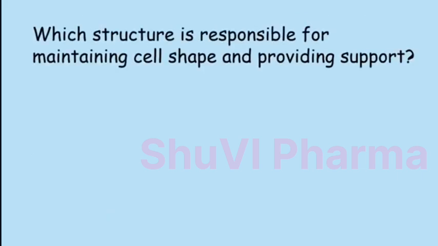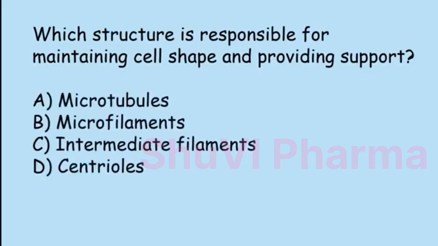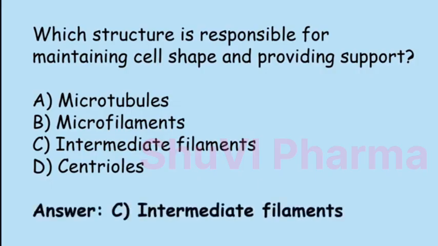Which structure is responsible for maintaining cell shape and providing support? Microtubules, microfilaments, intermediate filaments, centrioles. The correct answer is option C. Intermediate filament structure is responsible for maintaining cell shape and providing support.